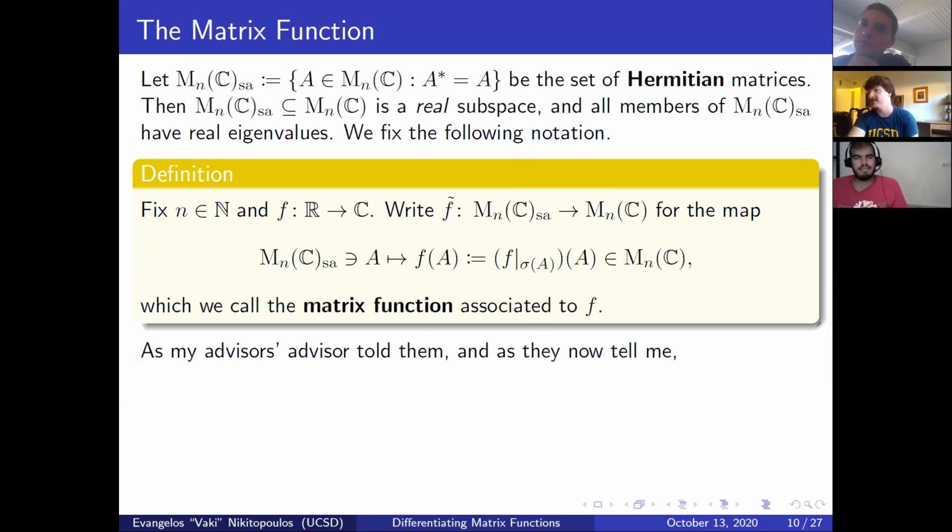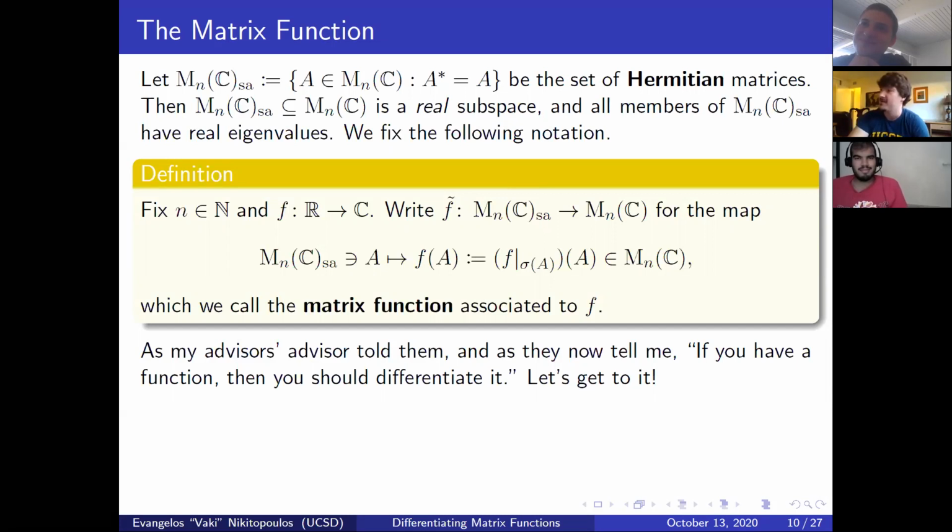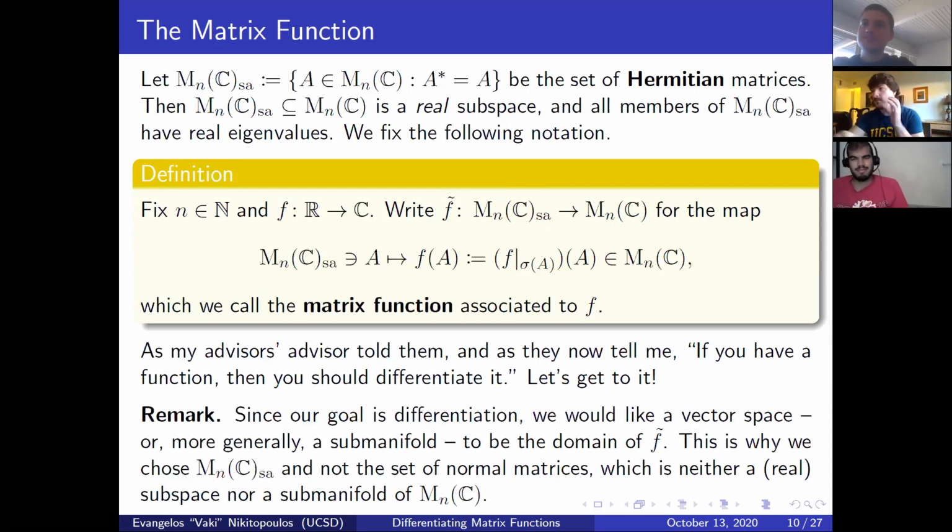As my advisor's advisor told them, and as they now tell me, if you have a function, then you should differentiate it. And that's what we're going to do. Before I start talking about differentiation, though, I'm going to remark, I told you guys that normal matrices are the ones you can consider if you want to talk about unitary diagonalization. And so you might ask, why would I restrict to Hermitian matrices and not just go with normal matrices? The answer is that I want to do calculus.